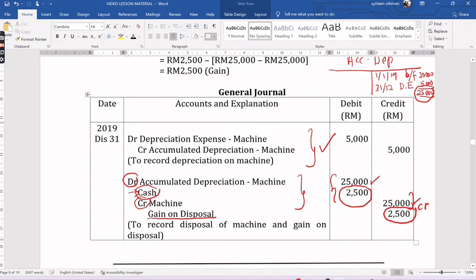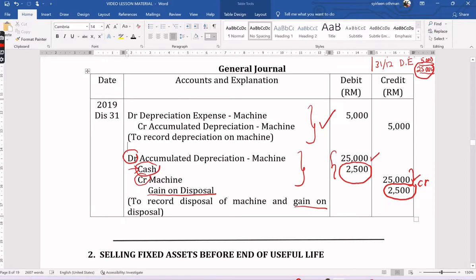So cash tu pun kena catat. So bila jumlah di sebelah debit, okay, melebihi jumlah di sebelah credit, that means you are getting gain on disposal. So here we are actually recording the disposal of the machine, and also we are recording the gain on disposal. Okay, all right.